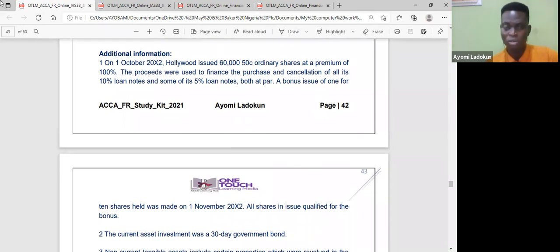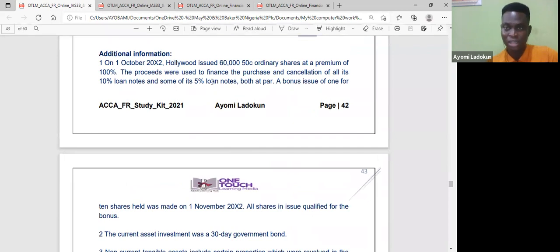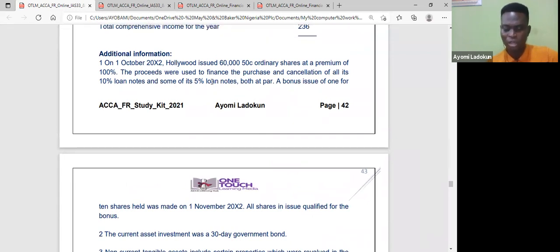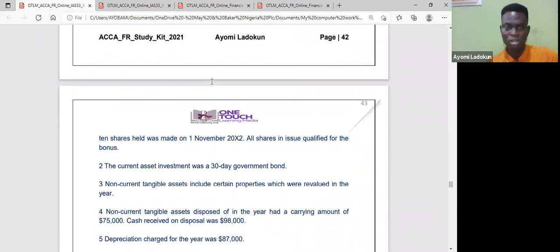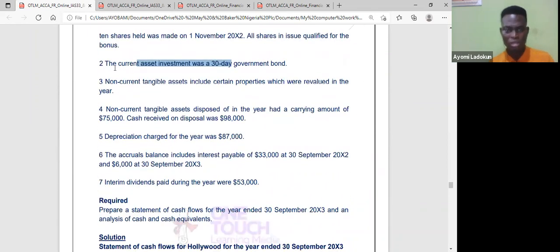It said on October 1, 2022, Hollywood issued 60,000 shares at a premium of 100%. The proceeds were used to finance the purchase and cancellation of all its 10% loan notes and some of its 5% loan notes, both at par. A bonus issue of 1 for 10 shares held was made on 1st November 2022. All shares in issue qualify for bonus. The current asset investment was a 30-day government bond.